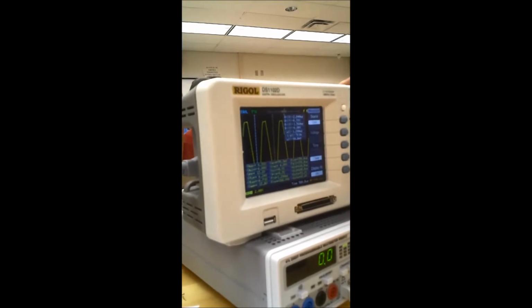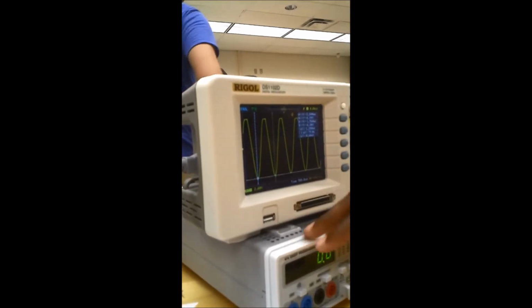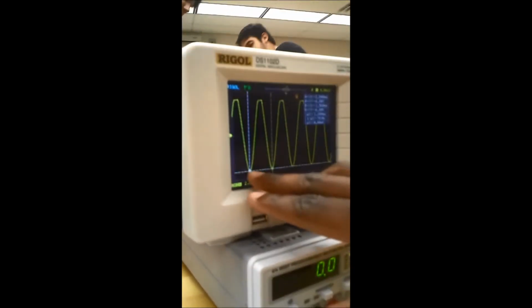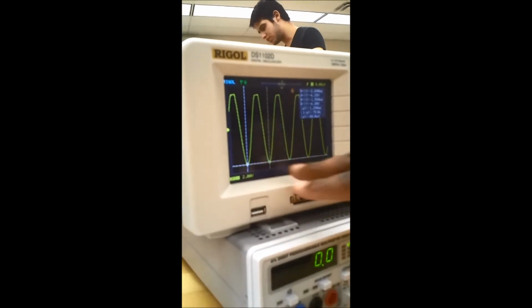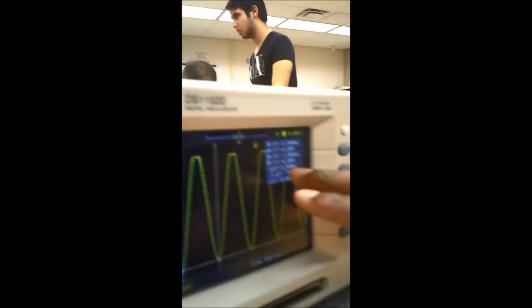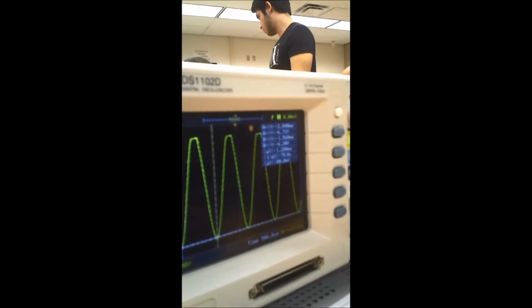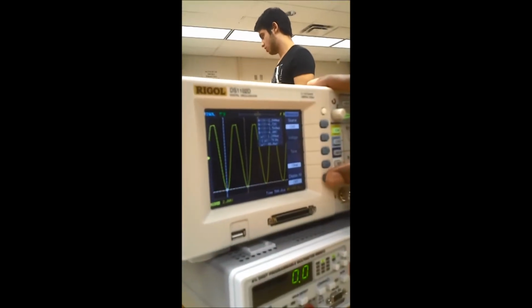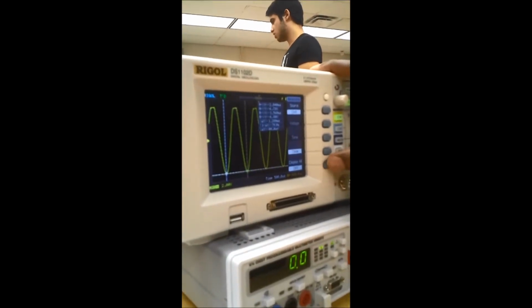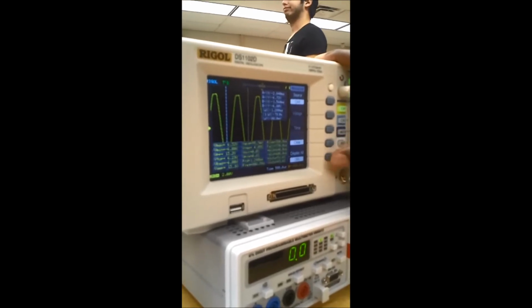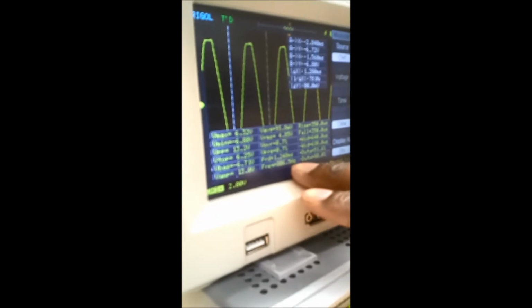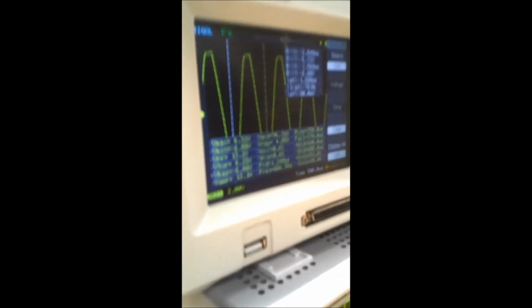Now we're going to measure the period. We first set our cursors here and here, and that gives us 1.28 milliseconds. To figure out the frequency, we go back to our screen here, and we get a frequency of approximately 806.5 hertz.